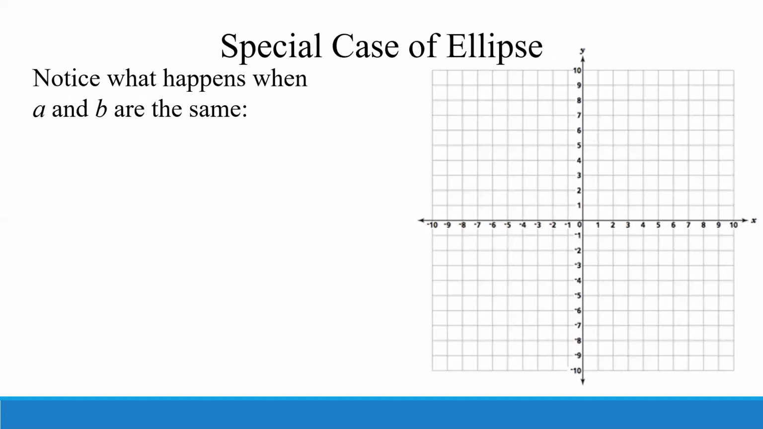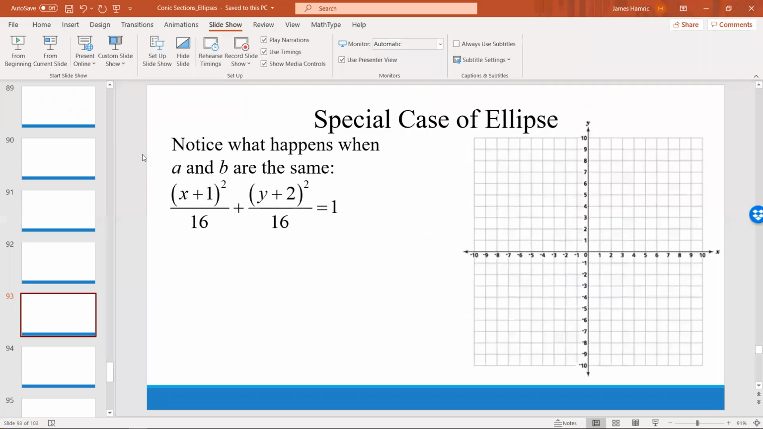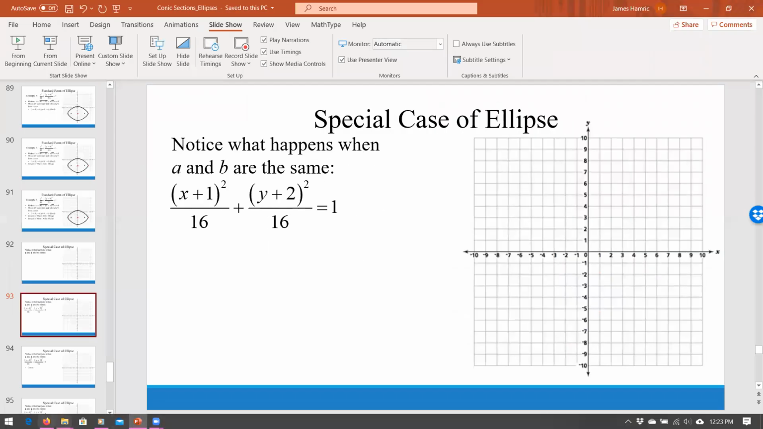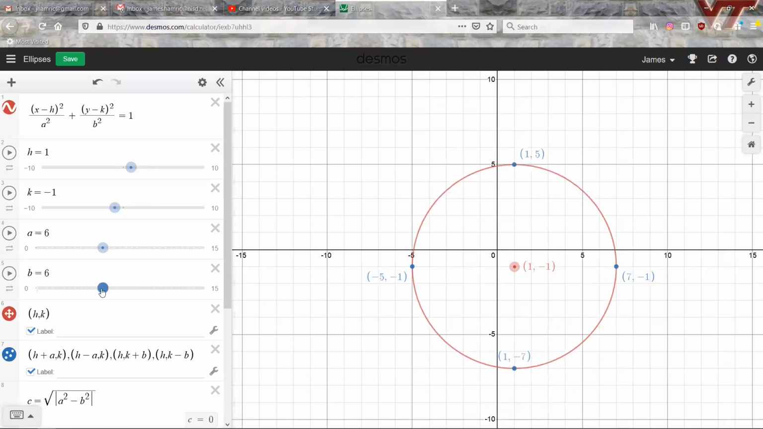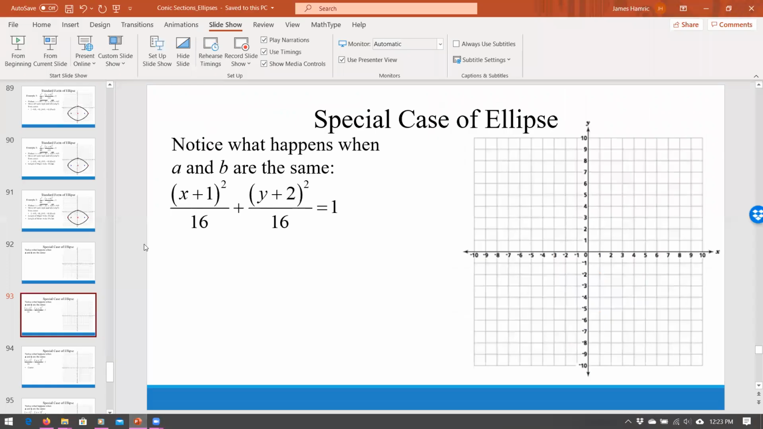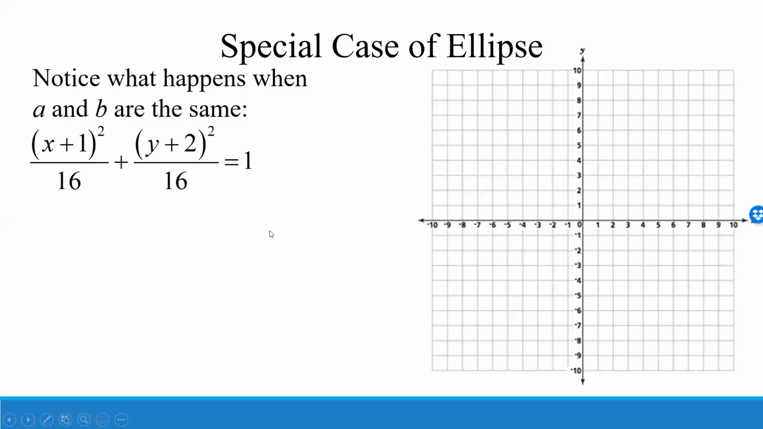Okay. Now, the last thing I want to talk about just real fast is kind of a special case of an ellipse. Notice what happens if A and B are the same thing. I can even go back to my Desmos demonstration here real fast to show you what happens. So if A and B are the same thing, look what we have. There's no focus points at all, and we just have a circle. Okay, and that's always going to happen, folks.